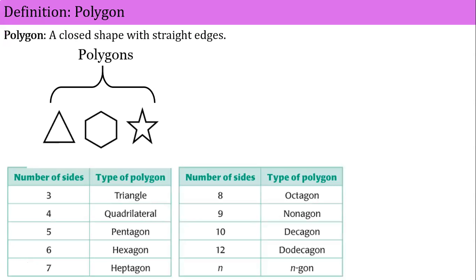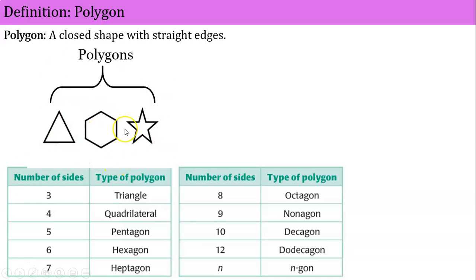So first of all, what is a polygon? It's a closed shape with straight edges. So this is a really umbrella term. Almost every shape that we learn about in geometry is a polygon. We'll learn about circles eventually. They're not polygons because they don't have straight edges, but pretty much every other shape is a polygon. All right, so this is like an umbrella term that describes most of the things that we'll learn about.